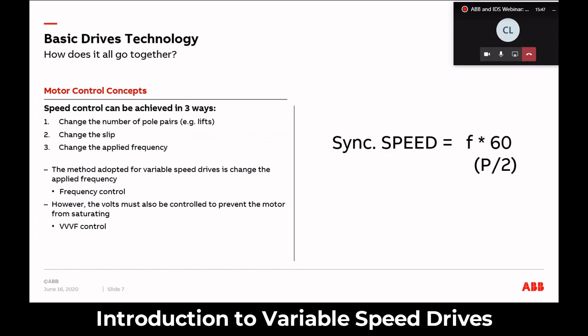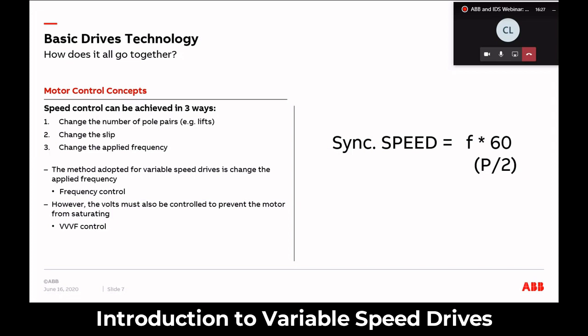So there are various motor control concepts that we can use to achieve speed control if we wanted to reduce or increase the speed. There are typically three ways of doing that. The first one is changing the number of pole pairs. We've got 2 pole, 4 pole, 6 pole, 8 pole, all the way up to 10 or 12 pole, more typically 8 pole on an induction motor at least, where by changing the number of poles we can actually reduce the speed.